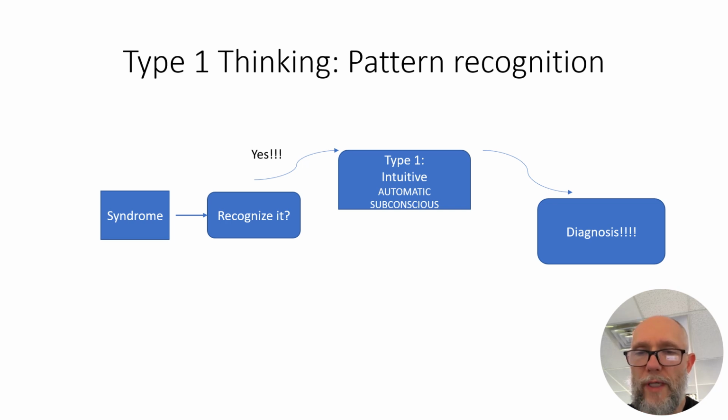So most people natively use type 1 thinking, and you guys have probably seen something like this before. Somebody presents with a syndrome, you recognize it, and because you've seen that pattern before, boom, you move right to your diagnosis and you're ready to start treating the patient. And when that happens, that's really elegant, it's very timely, it's super efficient, but there are problems with type 1 thinking.